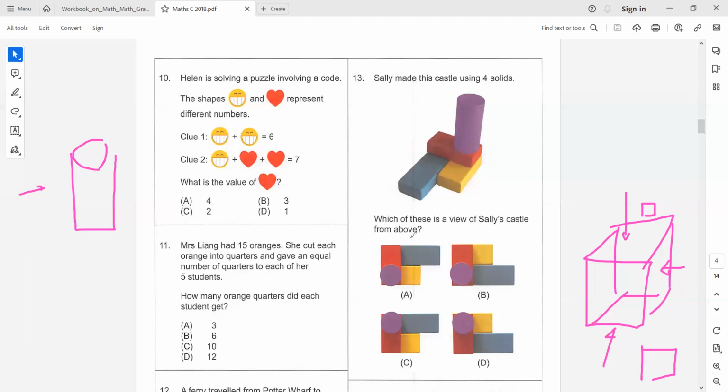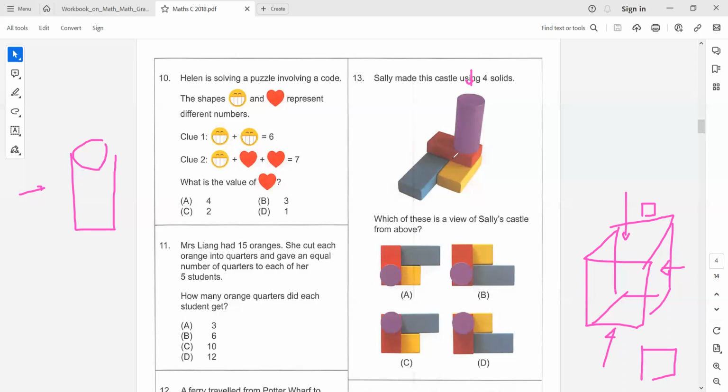And why did you make a mistake on this one? Sally made a castle with 4 solids, and this is Sally's castle from above. You are looking at the top. When you're looking at the top, I chose A for it. I think it has to be D because it's the only one that's left. Right.